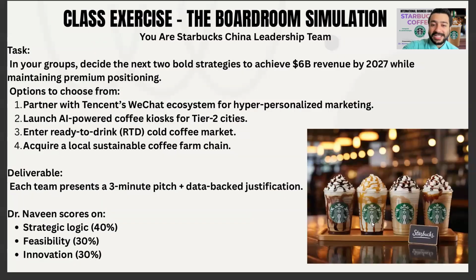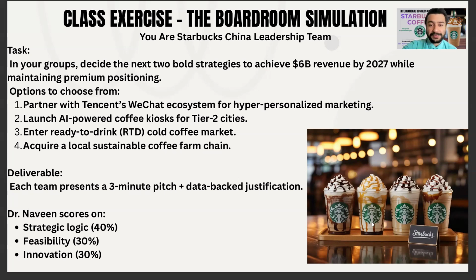Now, as a class exercise, the boardroom simulation. Let us think like this. We will shift from theory to leadership action. Imagine that you are the Starbucks China leadership team in 2025. Now your target is $6 billion revenue by 2027. You have to achieve $6 billion by 2027, but without killing the premium brand feel of Starbucks. You are the Starbucks leadership team of China.